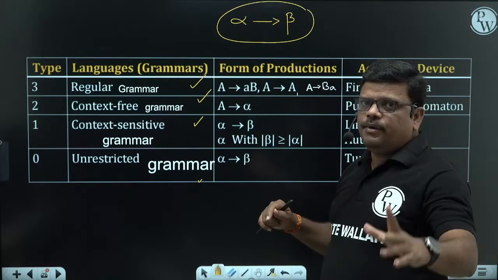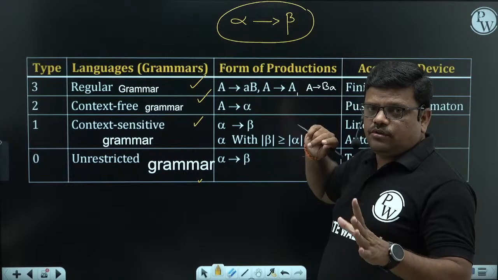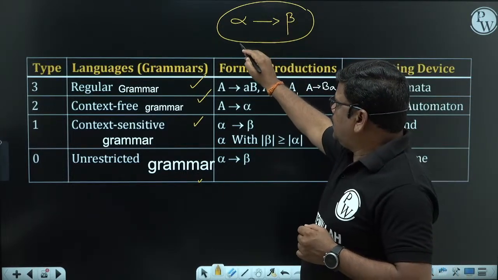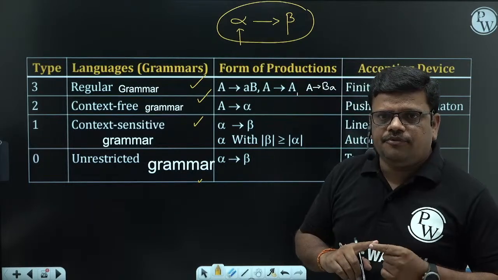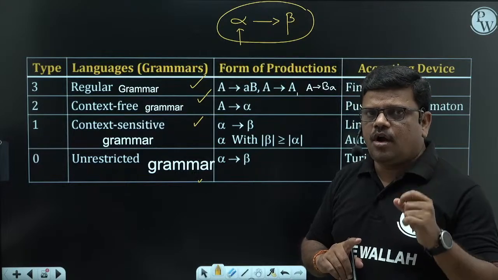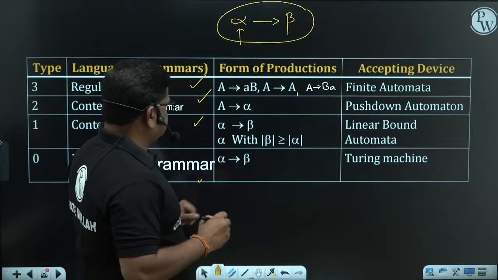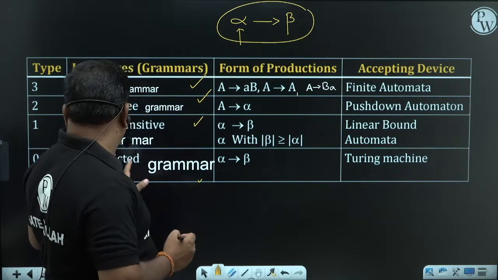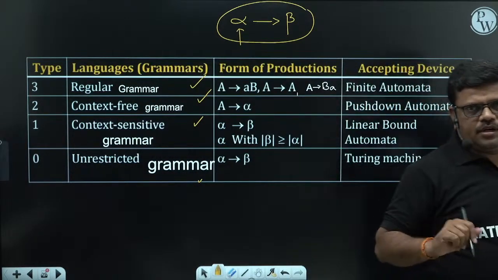But there is one common rule for all of these. Alpha should contain at least one non-terminal. For all grammars this is a common rule: the left hand side part should contain at least one non-terminal. So in the unrestricted grammar, the left hand side can be anything, the right hand side can be anything. It is also called type 0 grammar.